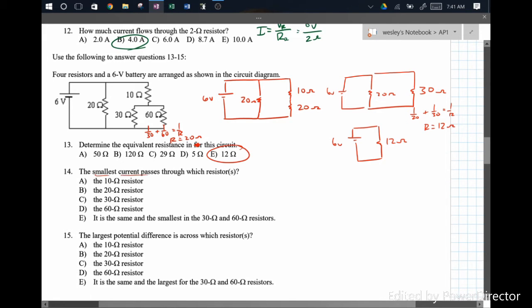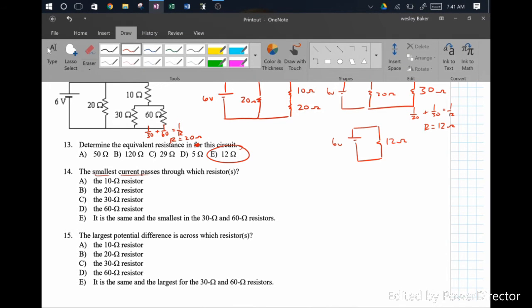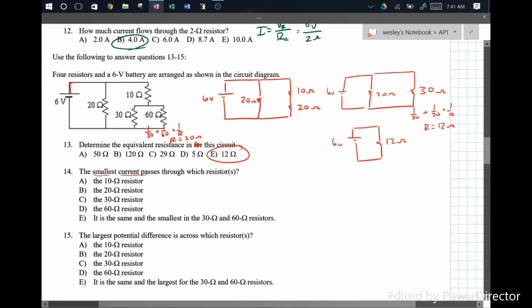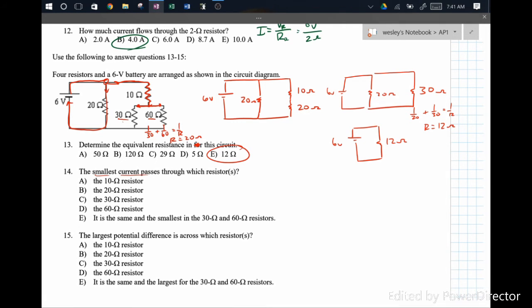The smallest current passes through which resistor? So, let's pretend we're the current coming out of the battery. We come out of the battery, we get here, and we split. Okay, so then that stays the same. So there's no more splitting for the 20 ohm resistor. Then our current comes through here, and it splits at this junction. So that tells me that the 30 ohm and the 60 ohm have a current that has been split, or reduced. Well, not reduced. We have current that has been split twice.